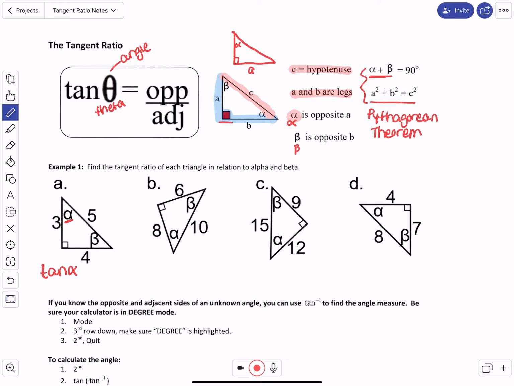What we do here, we already know 5 is the hypotenuse, okay? So you look and see, well, what is adjacent? Now remember, adjacent, we'll write it up here.